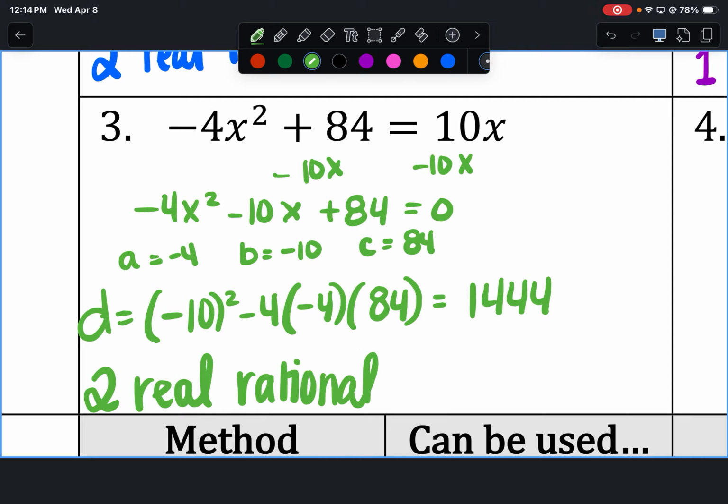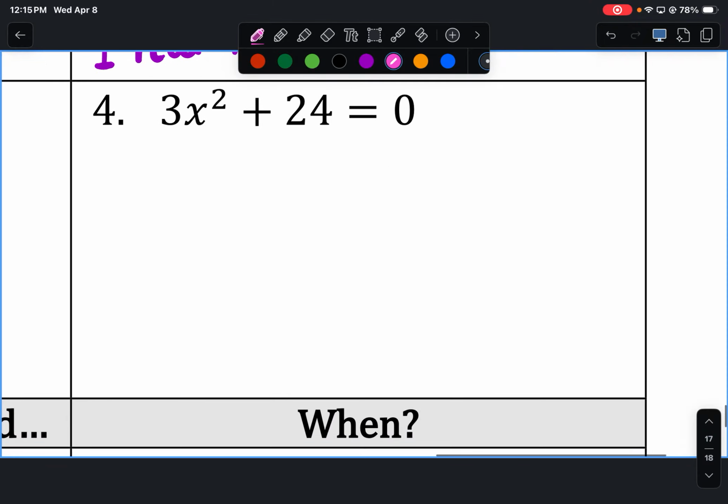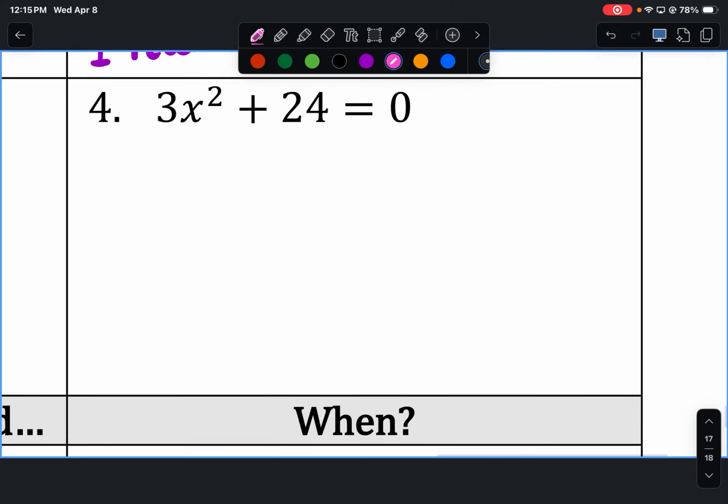That is when we should use factoring. It's when A is 1. Or there's just a GCF. Okay, and we'll talk more about that as we go, but that's just kind of the broad idea of it.